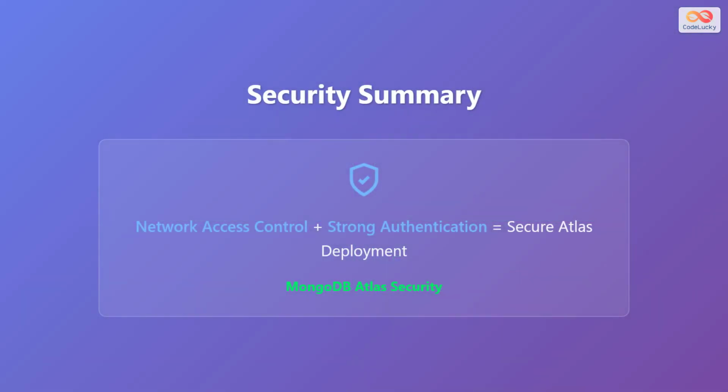In summary, combining network access control with strong authentication methods results in a secure Atlas deployment. Remember that consistent monitoring and adherence to security best practices are essential for maintaining the integrity and confidentiality of your data. This is MongoDB Atlas Security.